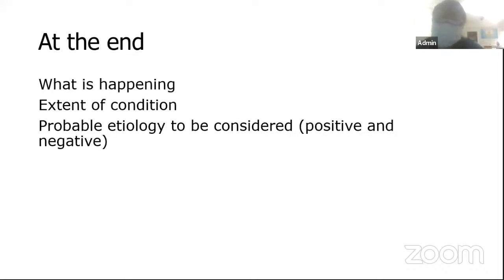At the end, you should know what is happening to the patient, what the main complaint is, what the extent of the condition is, and what the probable etiology to be considered is. You have to come to this etiology by taking a positive and negative history. Sometimes you won't get a definite diagnosis, you may get a differential diagnosis. The patient is having an edema and there is no jaundice, no frothing of urine. You may have a final diagnosis after the history, then you will have to go to clinical examination or investigations.